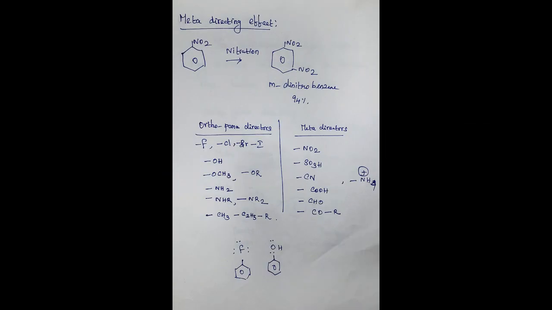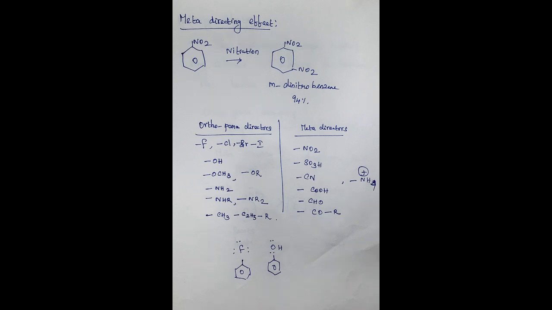The next one is about the meta-directing effect. Here nitrobenzene on further nitration gives meta-dinitrobenzene. So we are having a 94% yield of meta-dinitrobenzene. This NO2 is a meta-director. It directs the electrophile to the meta position.